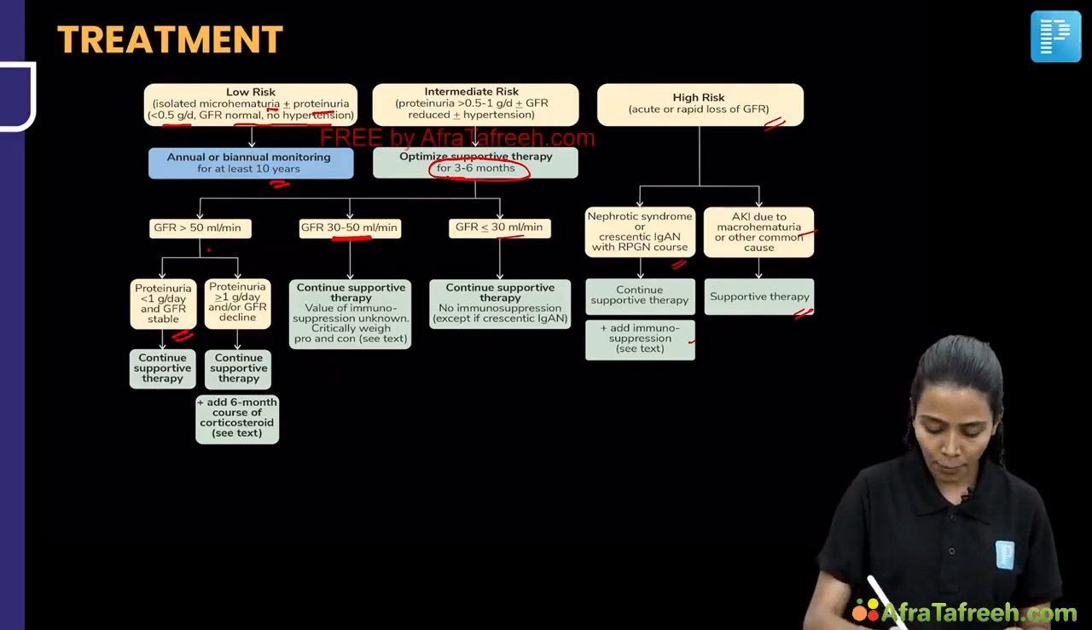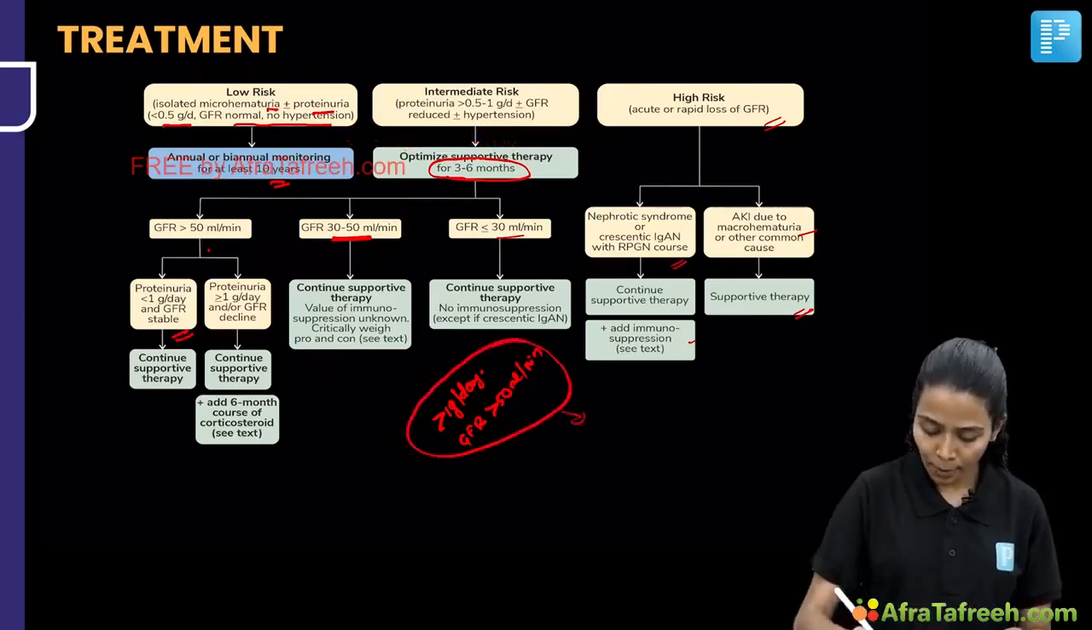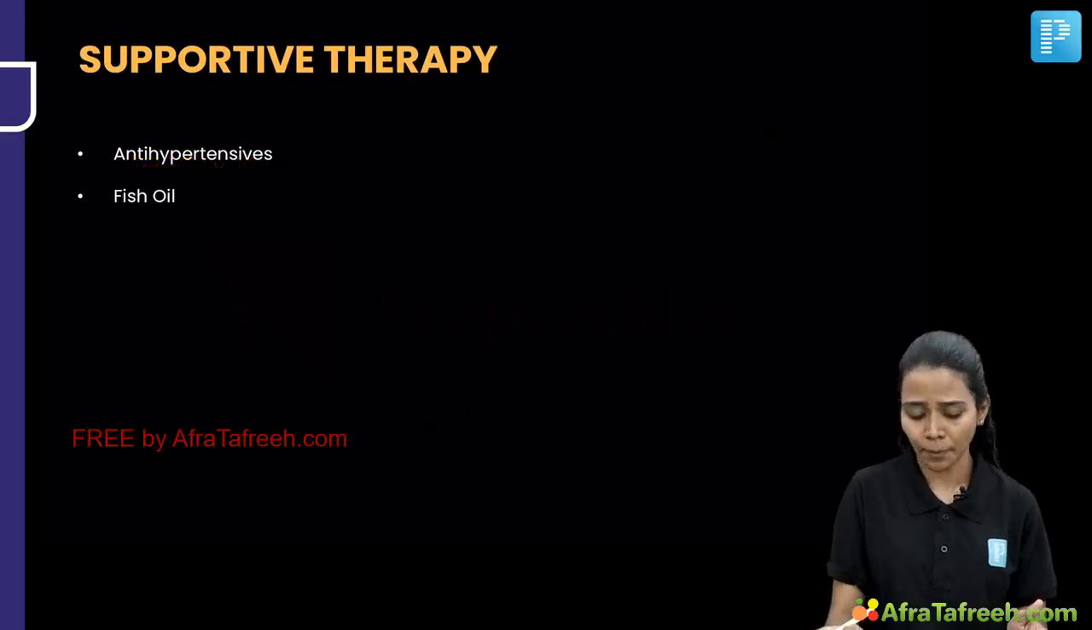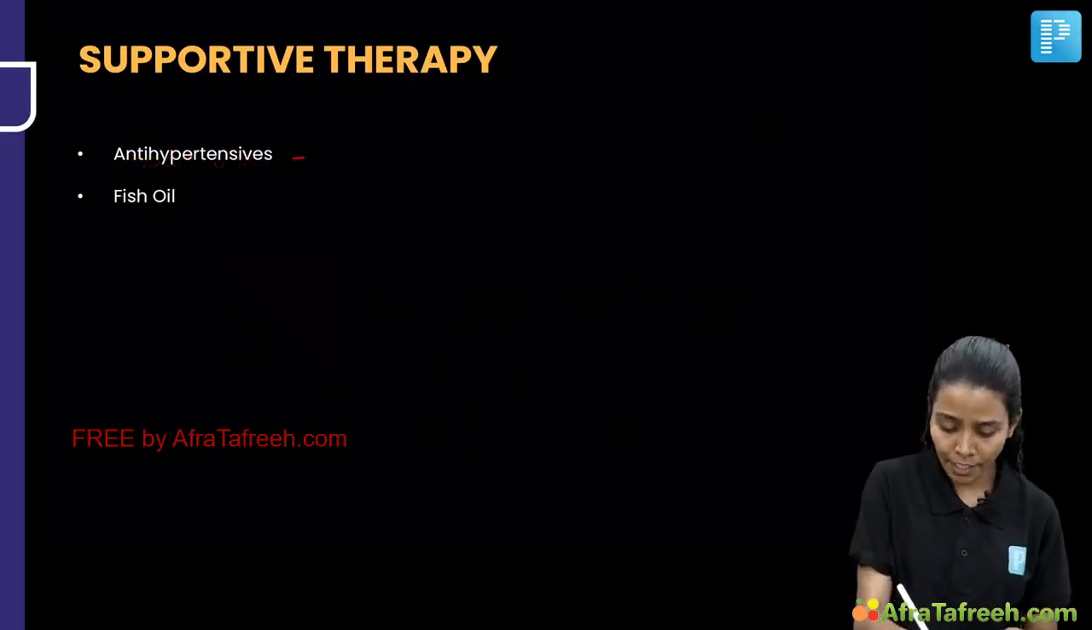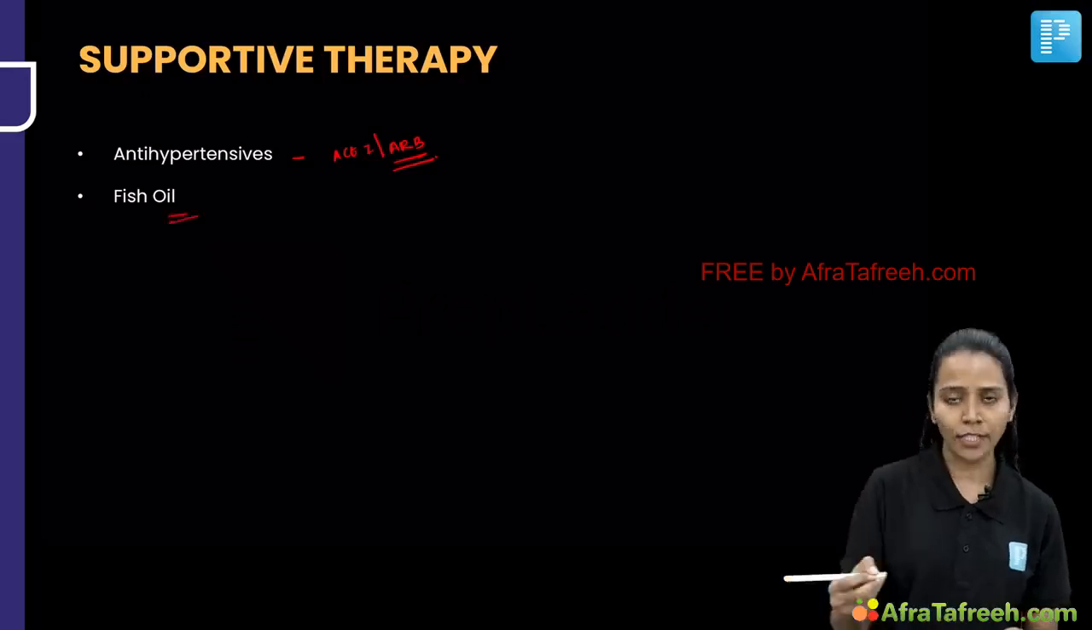So it is proteinuria more than 1 gram per day and GFR more than 50 ml per minute. So these two become the indication to start immunosuppression in the patients of IgA nephropathy. Okay. Now there are other supportive therapies like antihypertensives, which is most important. ACE or ARB is considered as first line because it prevents proteinuria, and also fish oil is considered.